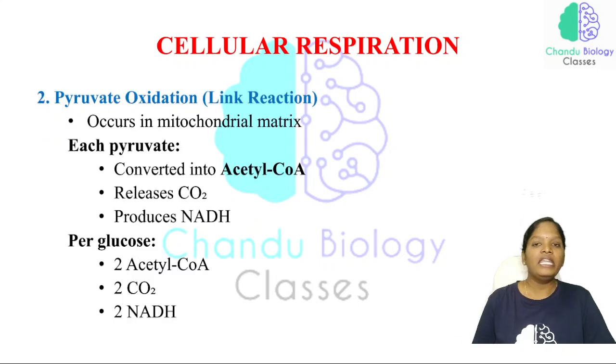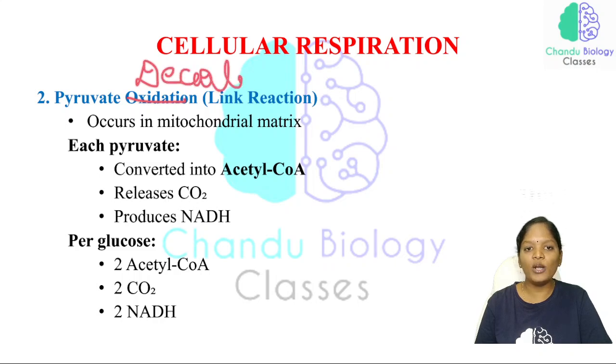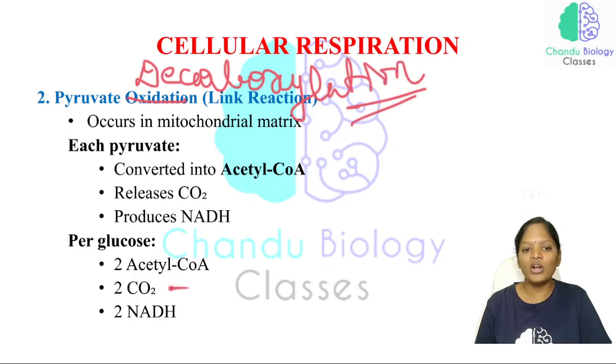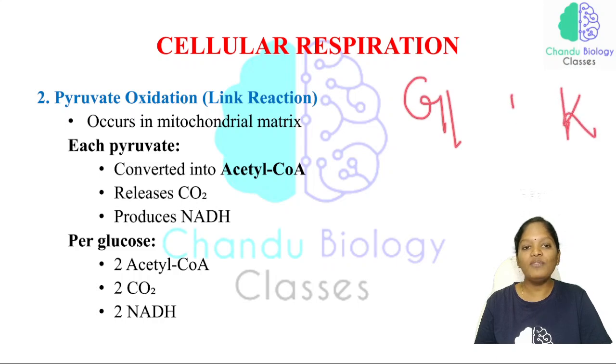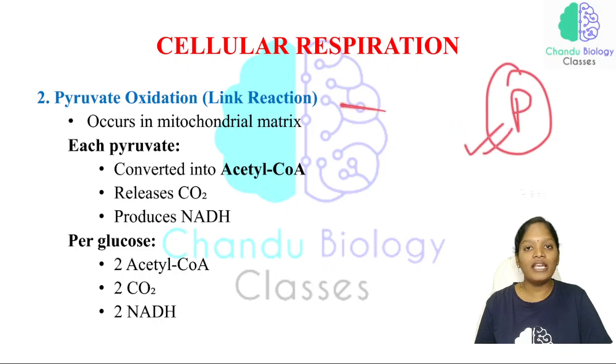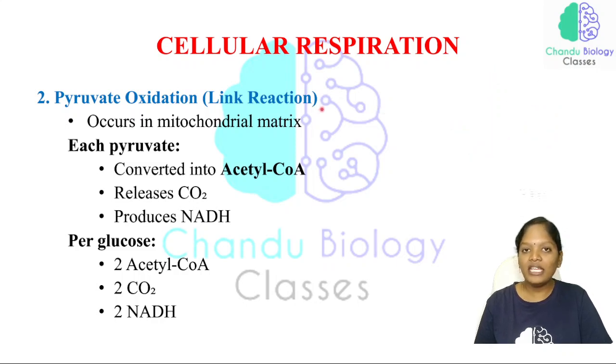The next important reaction is pyruvate oxidation, or more precisely, pyruvate decarboxylation. Why do we say decarboxylation? Because of the removal of carbon dioxide. You should know that the link reaction between glycolysis and the Krebs cycle is this pyruvate decarboxylation. So it is called the link reaction. And where does this take place? It occurs in the mitochondrial matrix.